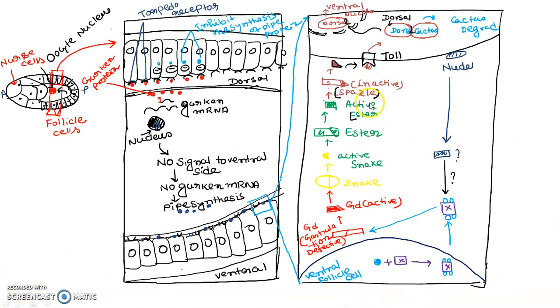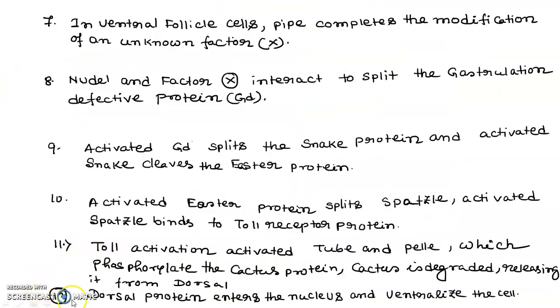See that here. Now these are Spätzle plus Spätzle binding to the Toll-like receptor. Now here you can see that this is Cactus and Dorsal. So Cactus here is degraded. Now Dorsal protein goes into the nucleus and ventralizes the cells. In that way, dorsoventral axis specification occurs.